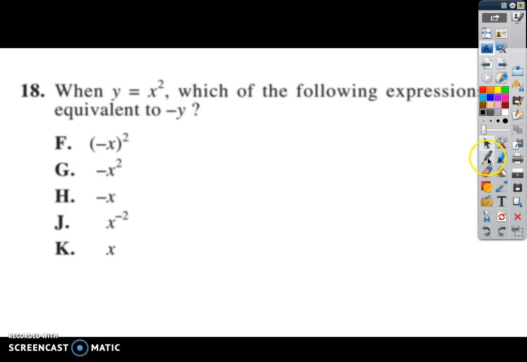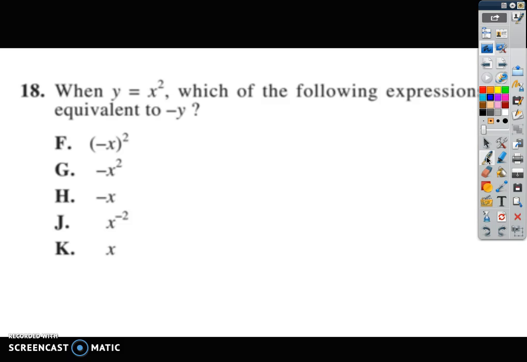Okay, when y equals x squared, what is negative y? So think about what you do to one side of an equation, you have to do to the other. If I multiply this side by negative, I must multiply this side by negative. And you can see that I multiply the whole thing by negative. These just don't make sense at all. There's no reason that squared would go away when you multiply by negative, and there's no reason it would only go to the exponent. So when you choose between F and G, if I make one whole side negative, I have to make the whole other side negative. So that would be this right here.